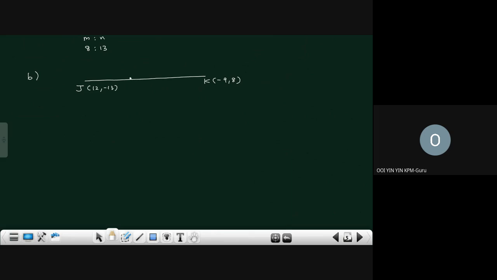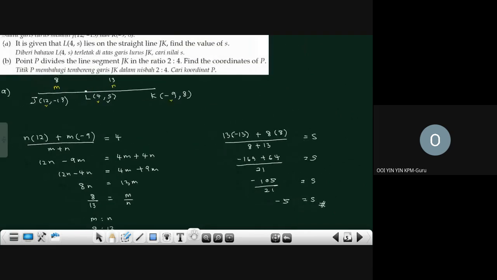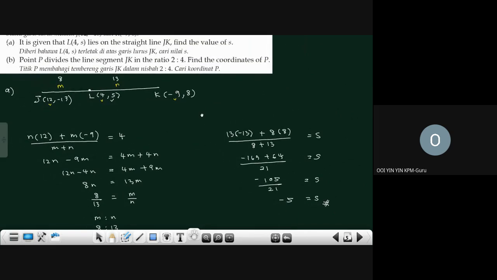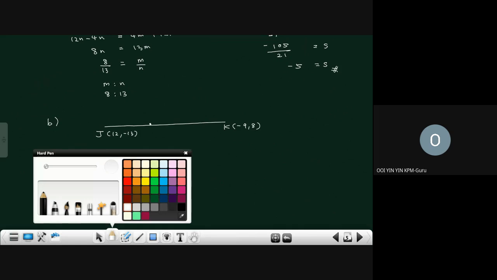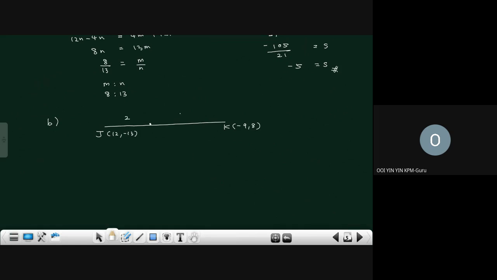With ratio. They give you the ratio, right? Do you remember the ratio? They say it divides the line segment JK into ratio 2:4. That means this whole line JK is divided into segments, 2 here, 4 here. Then this is your P, your X, your Y. So now find the coordinates of P. That will be easy to find.